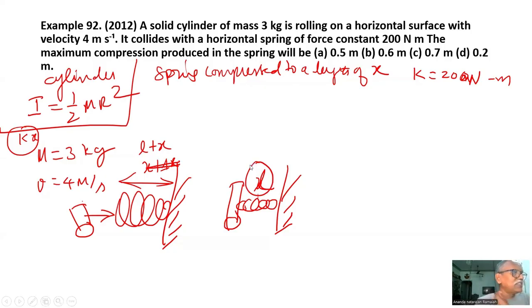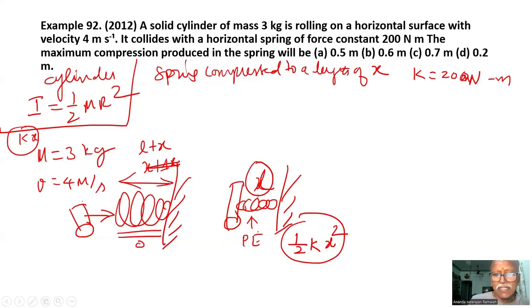So what we have to do is find the change in kinetic energy. What is the change in kinetic energy? Initially, the energy in the spring is 0. After that, it is compressed, that's why it has potential energy. That potential energy equals half K x square. This comes from the kinetic energy of this cylinder.